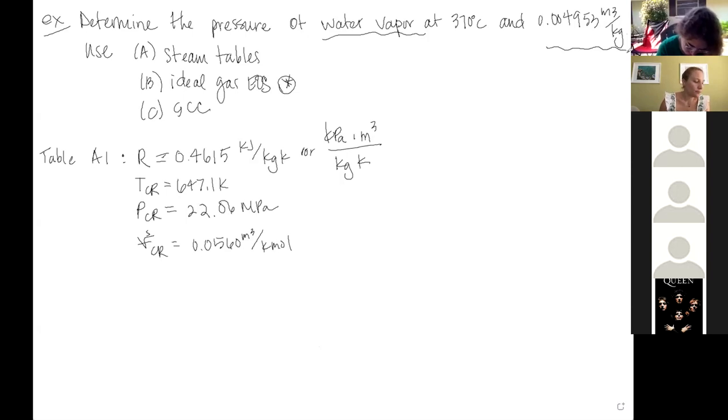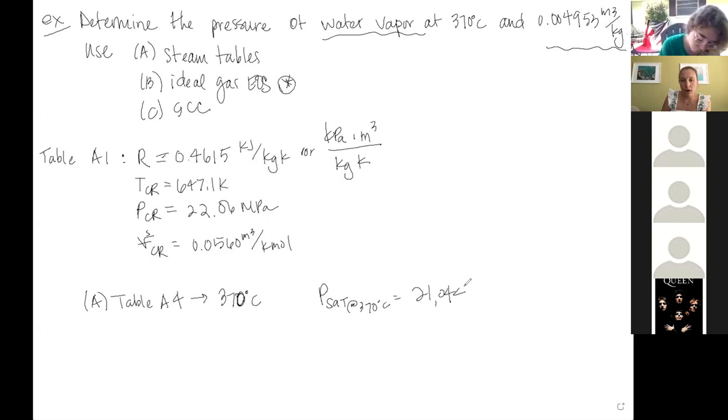All right. So we're just told that this is water vapor. We're not told that it's a superheated vapor or anything. So we're going to go on the assumption that we're working with just a water vapor, a saturated vapor. So for part A, when we're going to use the steam tables, we're going to use table A4 at 370 degrees Celsius. So our P sat at 370 degrees Celsius from table A4 is 21,044 kilopascal.